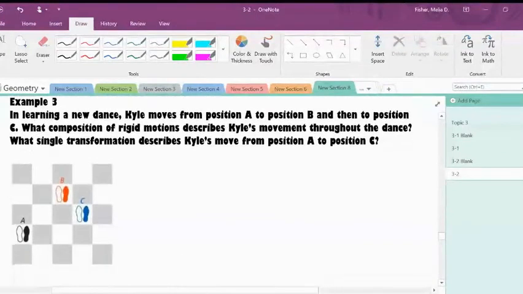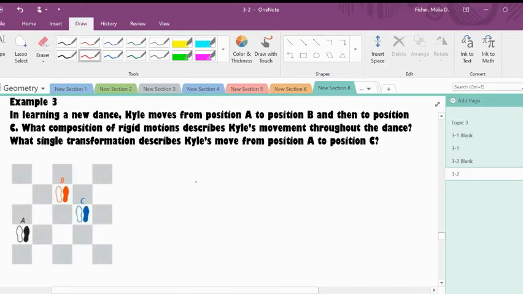So in example 3, we're talking about learning a new dance, and Kyle moves from position A to position B and then to position C. What composition of rigid motions describes Kyle's movement through the dance? What single transformation describes Kyle's move from position A to position C? So we need to know that the dance would not be the same if he went just from A to C. So he's moving from A to B.